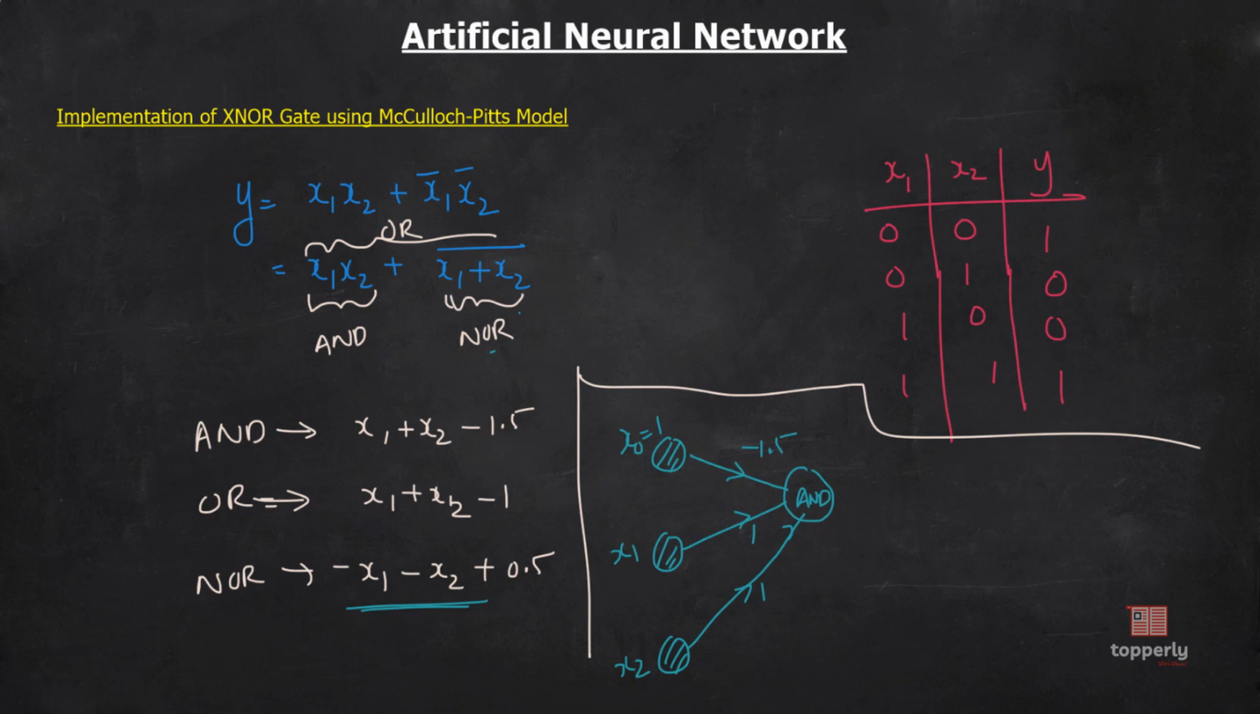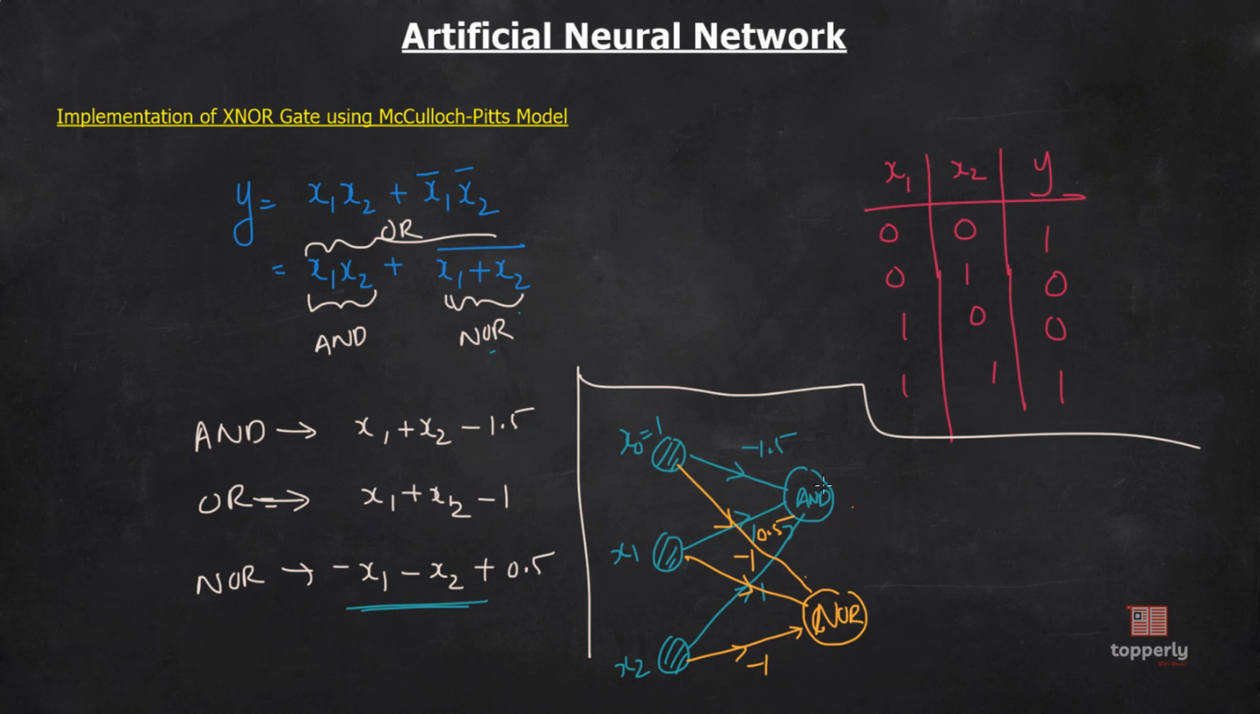Therefore, let me change the color. This is NOR gate, and this is minus 1. X2 is also minus 1, and the weight for bias is 0.5. Therefore, this is 0.5. Okay.